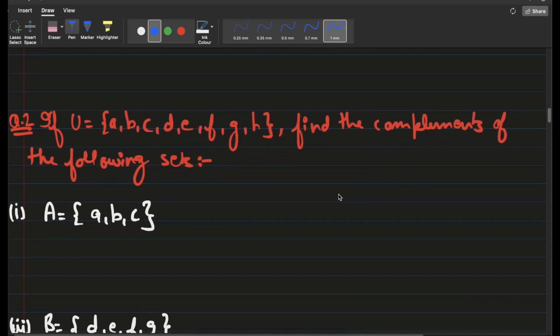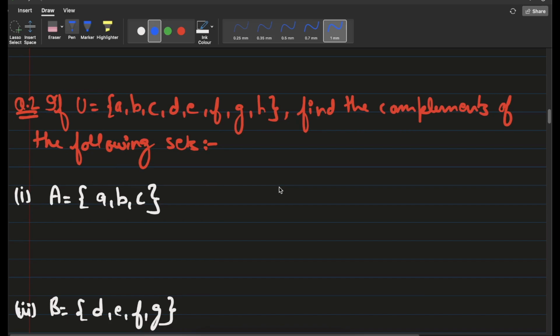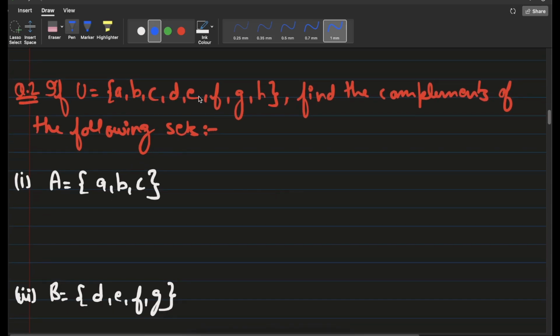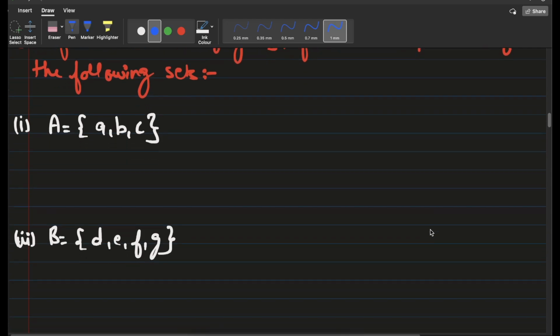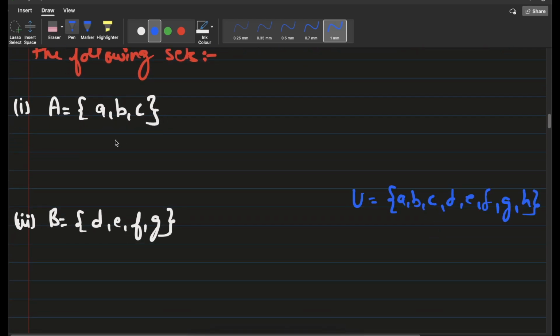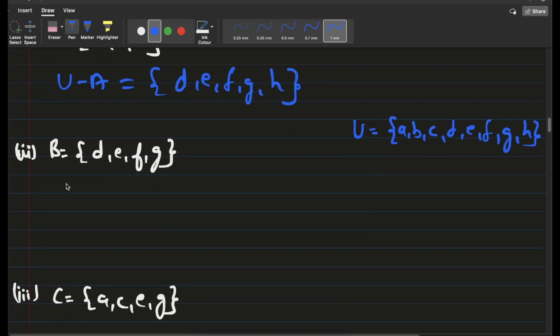Moving on to the next question. Here also we have to find complements, and we have been given our universal set, which is from A to H. Now we have to find A complement. A complement would be remove elements of A from U. So if we remove, we will get D, E, F, G, and H. I hope you get it. Moving on to next question.